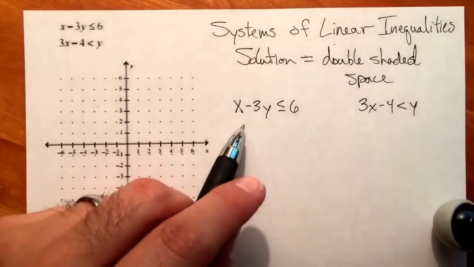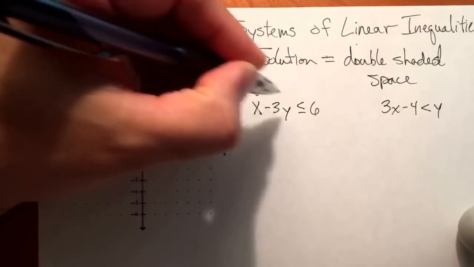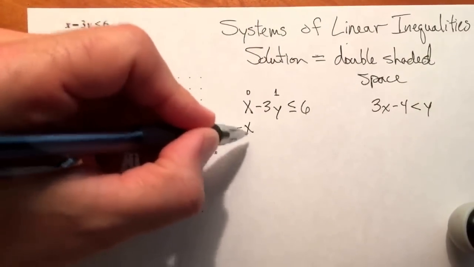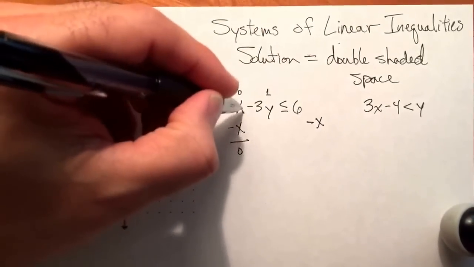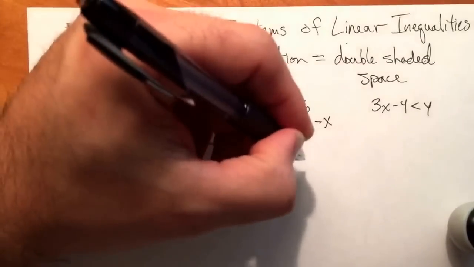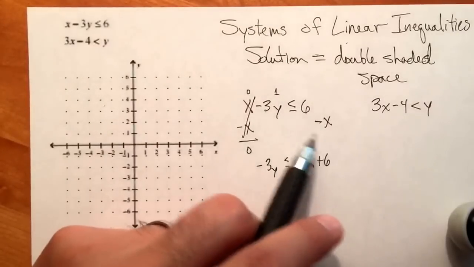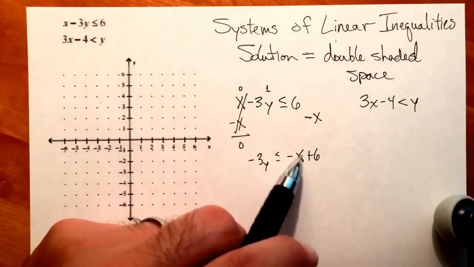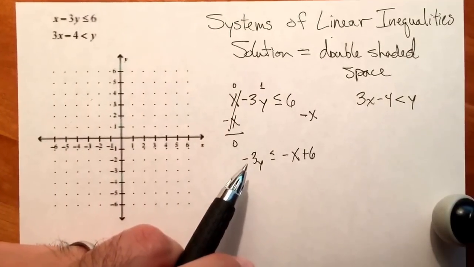So let's take the first inequality and turn this into slope-intercept form. Remember, we need to make 0 and we need to make 1. So in order to make 0, I need to subtract x from both sides of the inequality. That goes away. We've got negative 3y is less than or equal to negative x plus 6. And I'm beginning to put this into slope-intercept form. This is going to begin to be my m, and this is going to begin to be my b. But we have to turn this into 1 first.